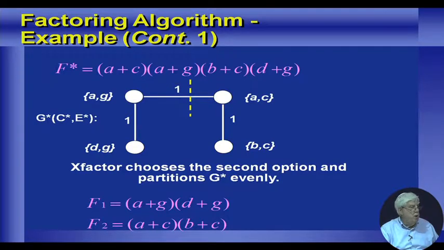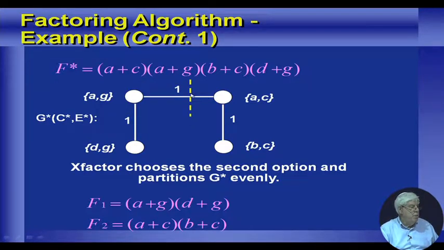And that was the sum of products. Now, if I convert it to a product of sums, there I have this cluster graph. AC is a cluster, AG, BC, and DG. Now I can cut with this yellow line with only a cost of 1, which is better than 2. So I choose this one.